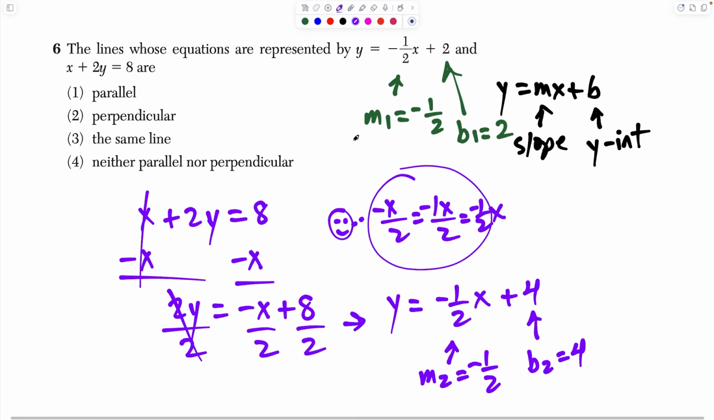So what we have is two lines that have the same slope, and they have different y-intercepts. This would tell us that the lines are parallel. Okay, so the lines have to be parallel. Choice 1 is our answer.